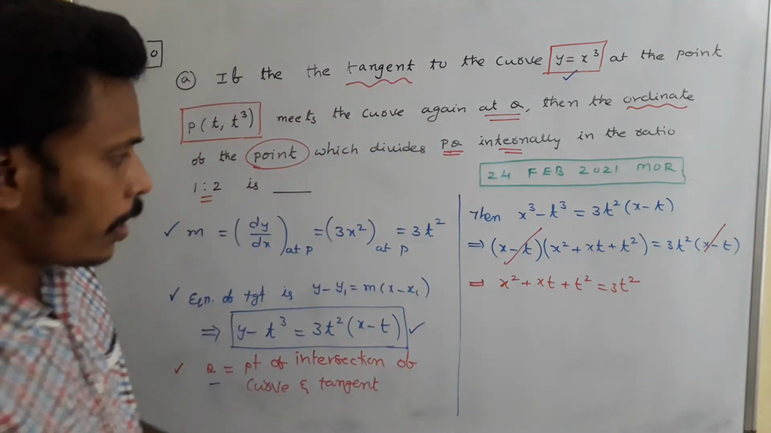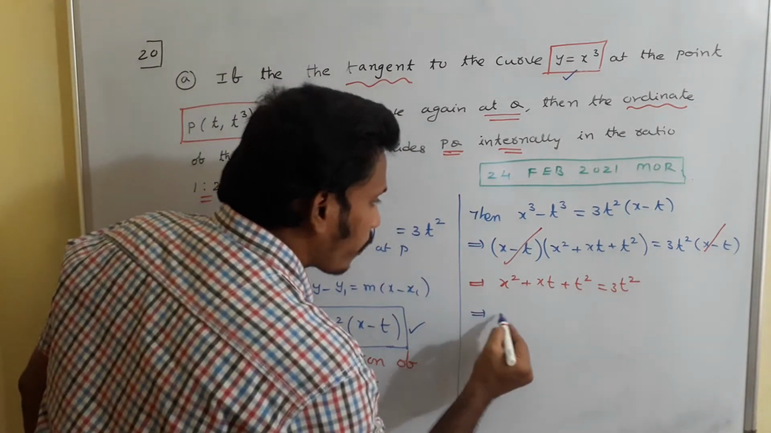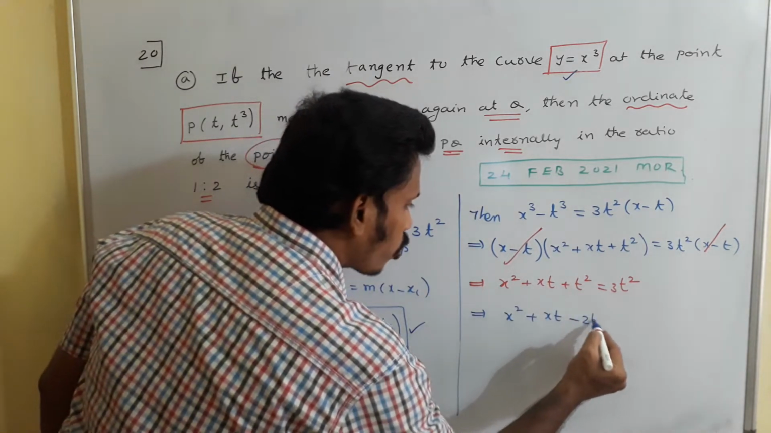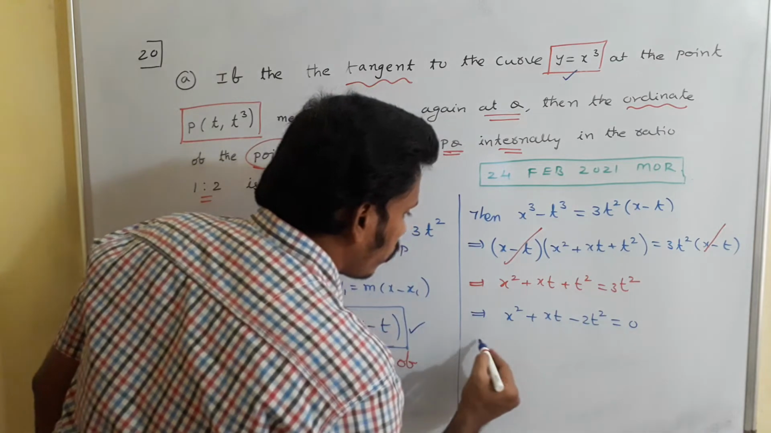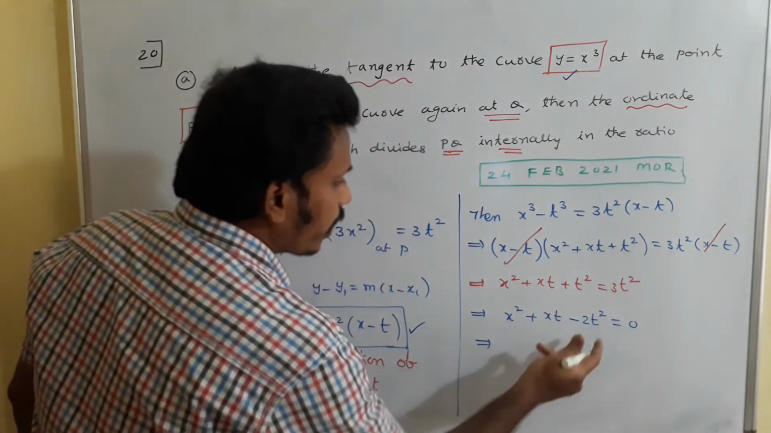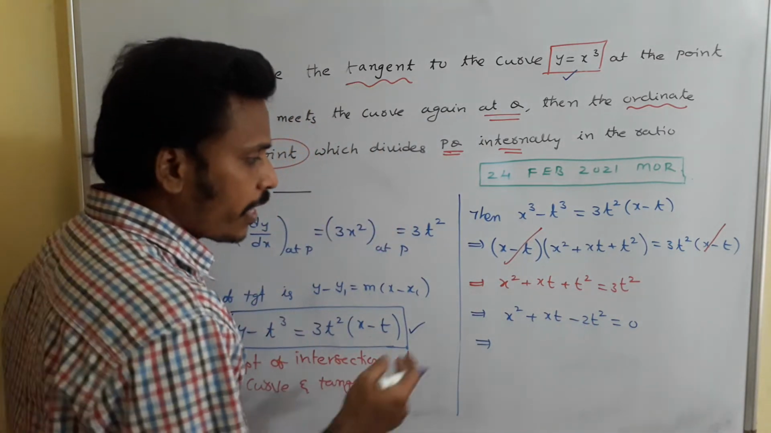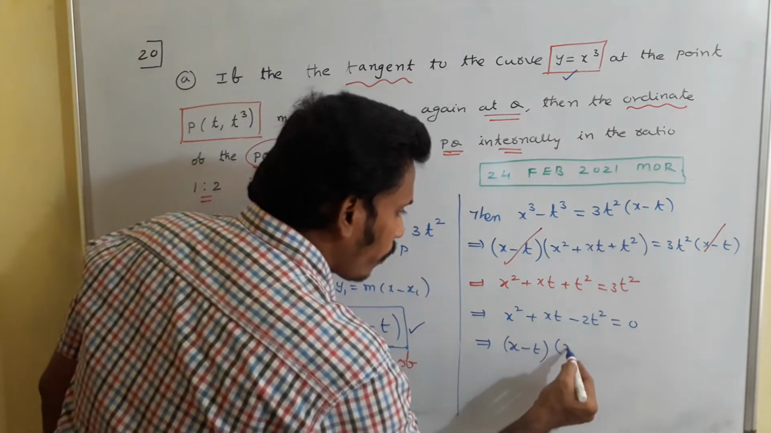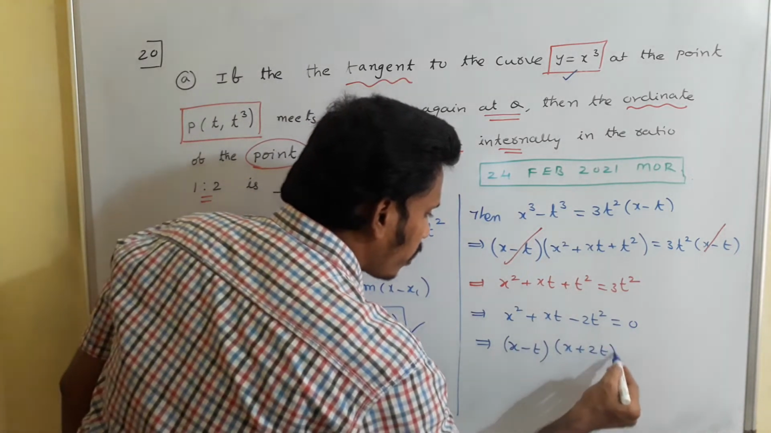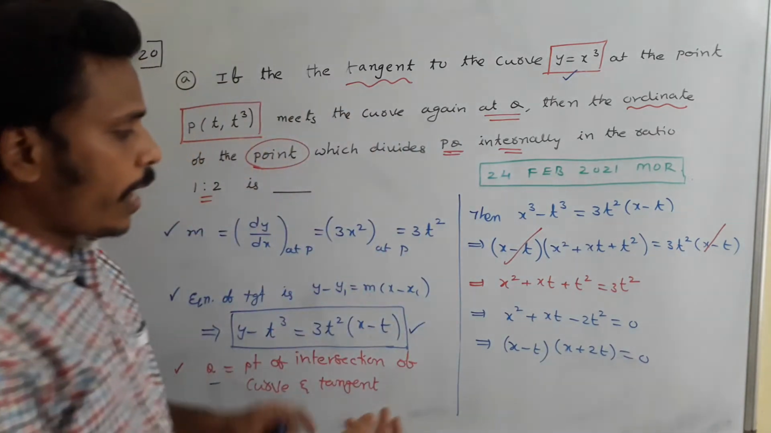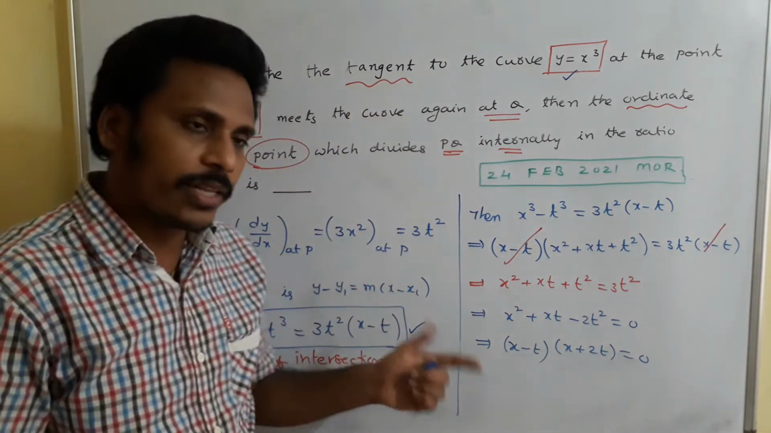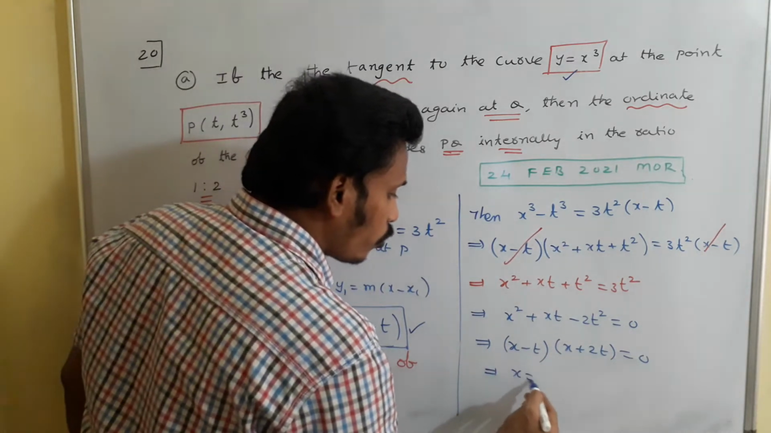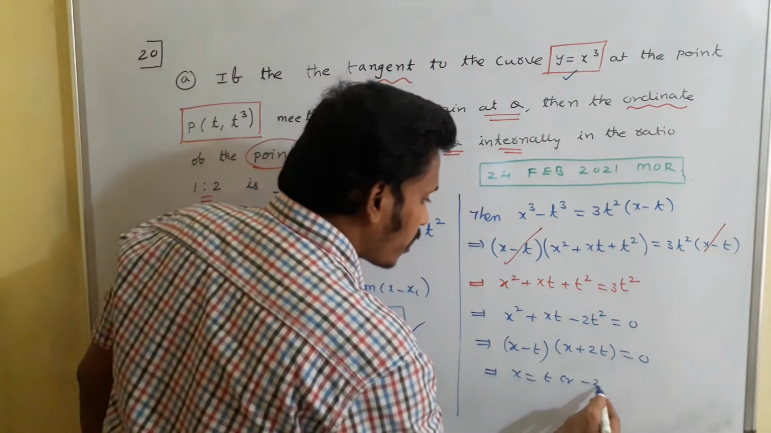Okay, right. So that implies x square plus xt minus 2t square is equal to 0. We need to factorize it. I think so, this is minus 2, 2 and minus 1. So this is again (x minus t) into (x plus 2t). Is it right? Just have a look: x square, 2xt minus xt and then minus 2t square. So we will get that x is equal to t or minus 2t.